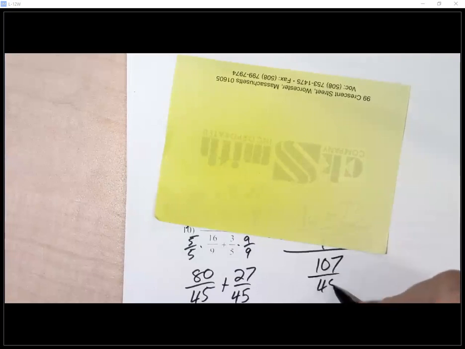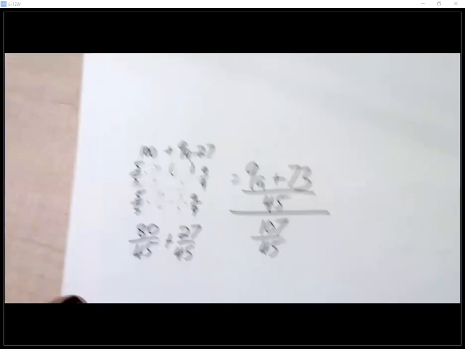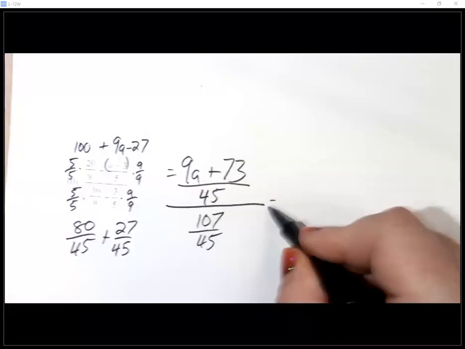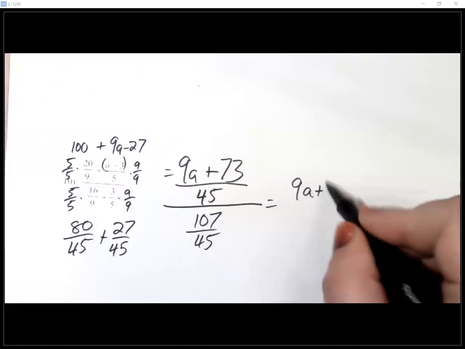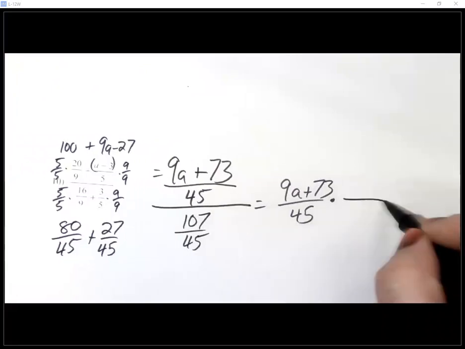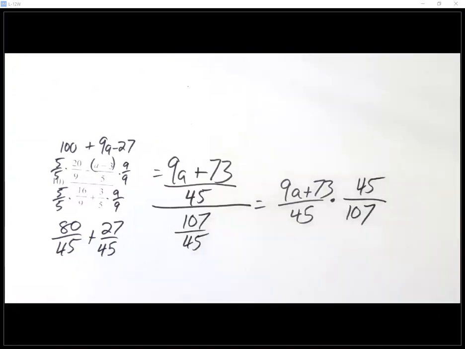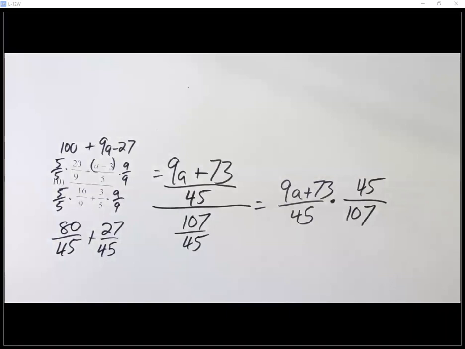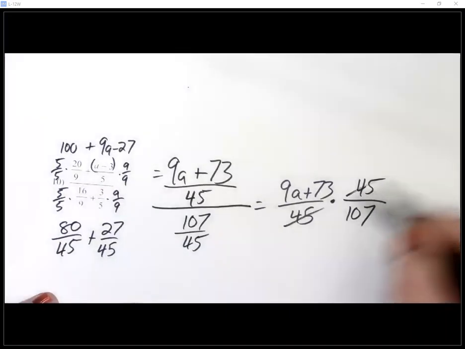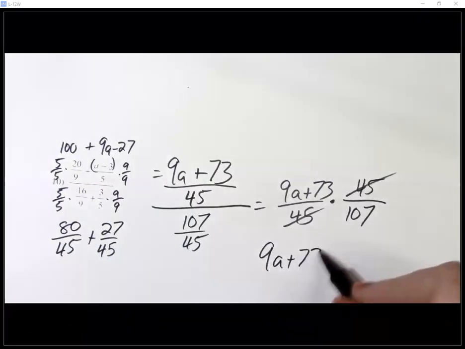Now I have a single fraction over a single fraction, so I'm ready to do keep, change, flip. Keep 9a plus 73 over 45. Change to multiplication, flip this one over, 45 over 107. And now again, it's a multiplication problem. Factor everybody, cancel what you can. Cancel, cancel. Does anybody else factor? I don't think so. So there's my answer: 9a plus 73 over 107. Done.